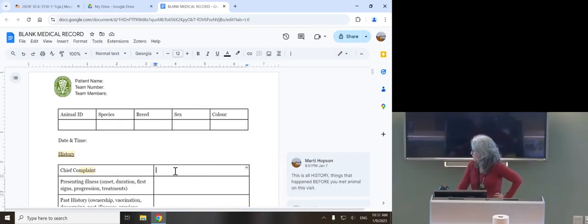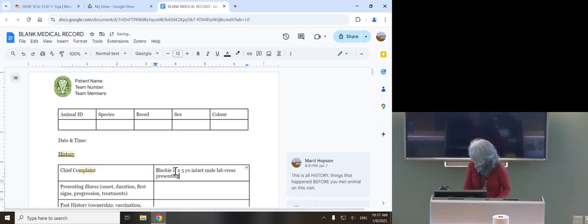Now, a lot of people might say, well, chief complaint is here for a spay or here for a neuter or whatever. But to actually say, Blackie is a 3-year-old intact male lab cross, presenting to ABC for a castration. I'm being formal; you don't have to be this formal. Okay, so that's a nice signalment statement, and I would love to see that somewhere. If you put it in your first assessment, you don't have to repeat it every time, but if you put it somewhere near the top, that's pretty helpful.